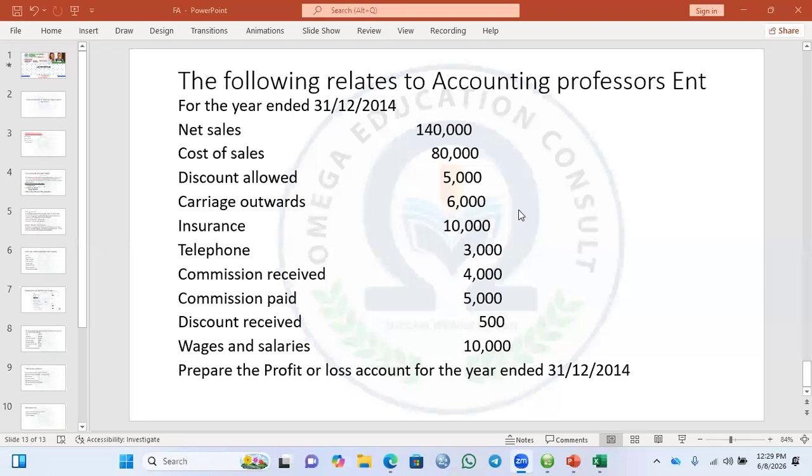Okay, if you look at the question I posted on the screen, technically I'm asking you to prepare a profit or loss account, right? So you are looking for your total income and total expenses. Now, you know the total income is your gross profit or gross loss plus other income. But in this question, if you look through, you do not see gross profit, and that is where one of you inquired and I didn't give the answer. You are not seeing gross profit, but you can see net sales and cost of sales.